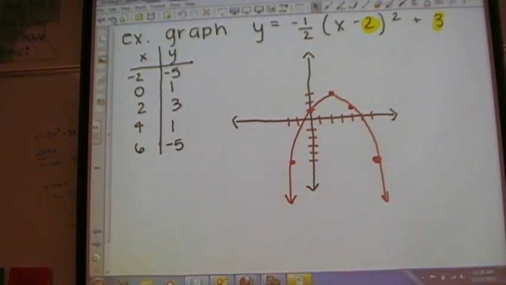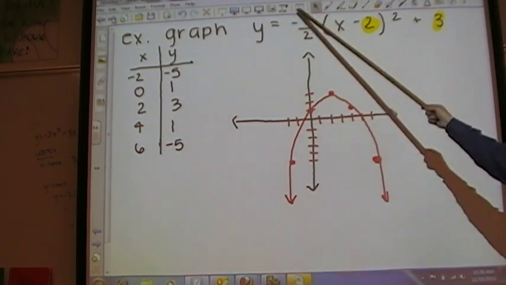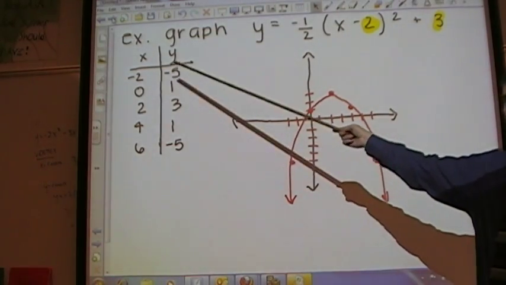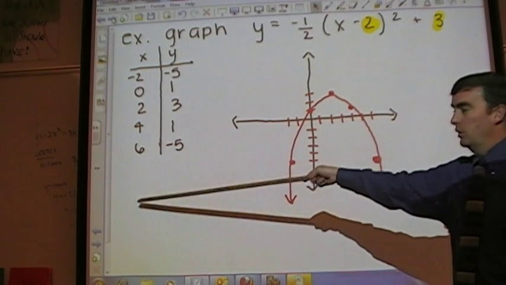Notice I picked numbers for my table that were divisible by 2. That way we don't have fractions for our y values because of this negative 1/2. But again, you can choose anything you want for your table.